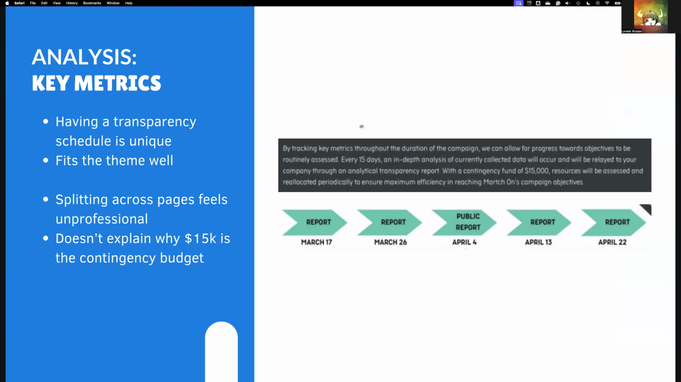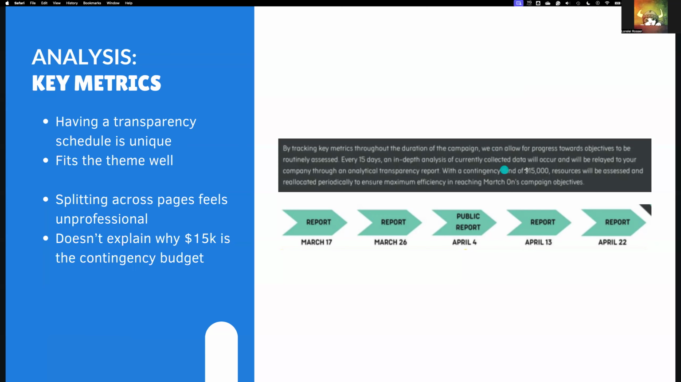Moving into key metrics, this is going to cover a couple pages. This project was all about corporate responsibility and accountability, talking about transparency and sustainable operations. As a result, having a transparency schedule is kind of a given. It's unique, but it also fits the vibe of the paper. This helps with overall professionalism, with the theme, even with originality. The key metrics, however, is split across 2 pages in the paper, which makes it feel unprofessional.